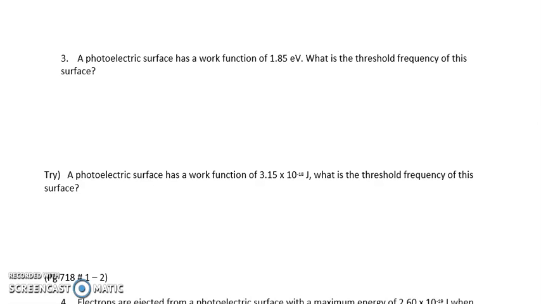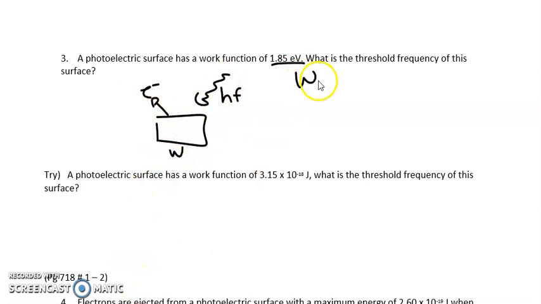One more example before we continue on. If the work function is 1.85 electron volts, so the surface is charging a fee of 1.85 electron volts of energy. So if you think about it, the energy coming in, this hf, has to equal the fee coming in, right? So the energy coming off of this is 0. All this just goes to pay the fee, which is why we use hf naught.